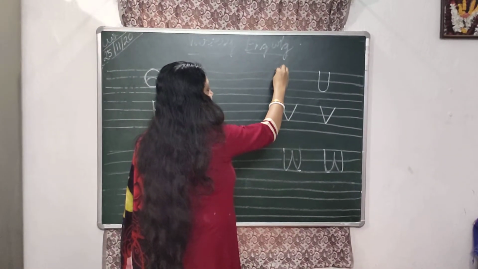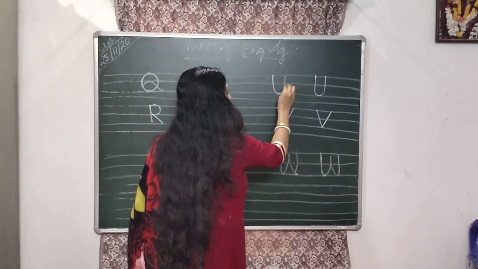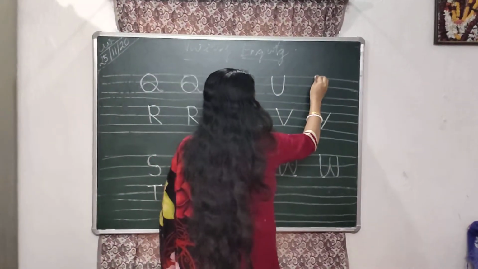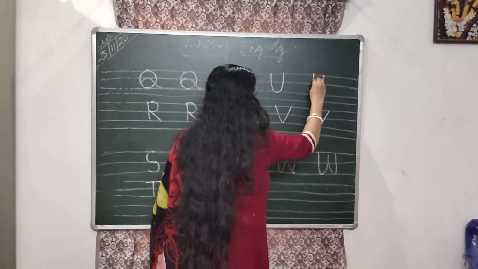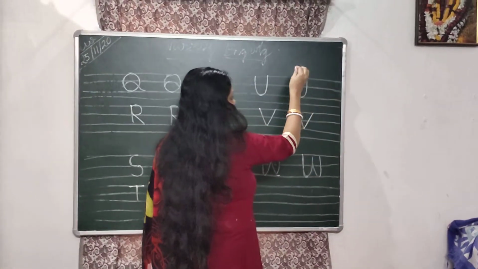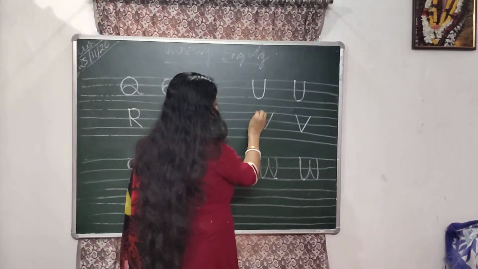Now we will come to capital letter U. So start from the first line, come down to the third line, again go up to the first line. This becomes capital letter U. Then start from the first line, come down to the third line, then again go up to the first line. This becomes capital letter U. U for umbrella.